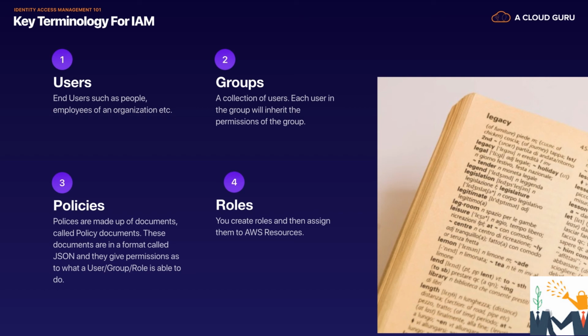We then have policies. Policies are made up of policy documents, and these documents are formatted in JSON, JavaScript Object Notation, and I'll show you what that looks like later on. It basically gives you permissions as to what a user, group, or role is able to do. So policies are your permissions. And then roles: you create a role and you assign it to an AWS resource. A role is a way of allowing one part of AWS to do something with another part. So you might give a virtual machine inside AWS the ability to write files to S3, which is a type of storage within AWS. We're going to have a look at that in the EC2 section of the course, so that is coming up.